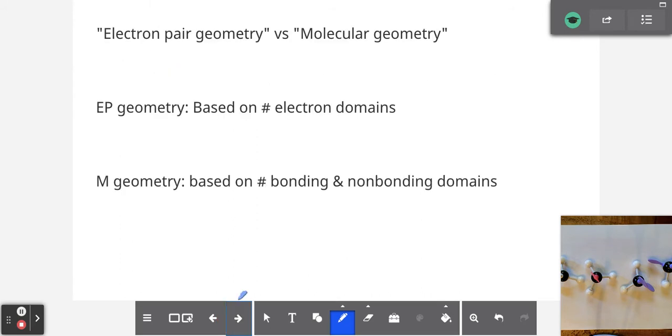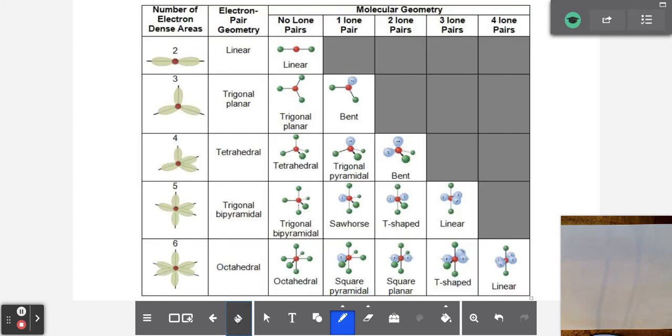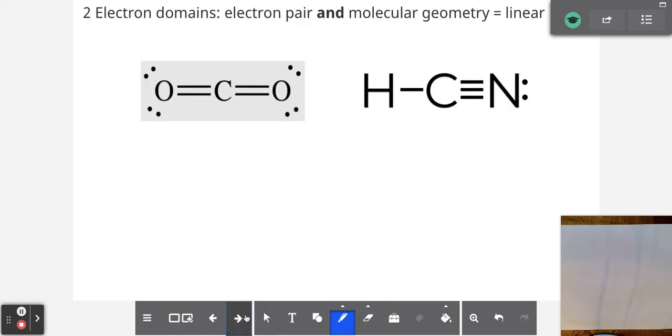All right, so next we're going to talk about the names of geometries. And these names are divided into categories of electron pair geometry and molecular geometry. The electron pair geometry simply is based on the number of electron domains, whereas the molecular geometry is based on the number of bonding and non-bonding domains. Let's put this into practice. We'll refer often to this chart to understand it, but for now, let's go back to these 2 electron domain containing compounds, the CO2 and the HCN.